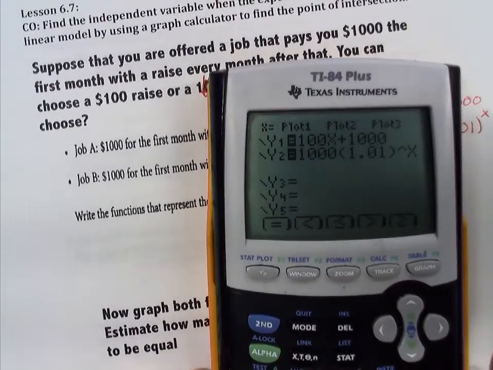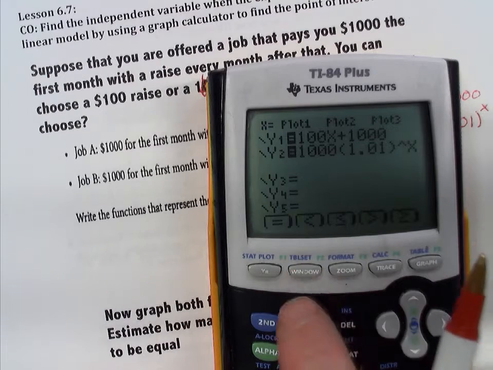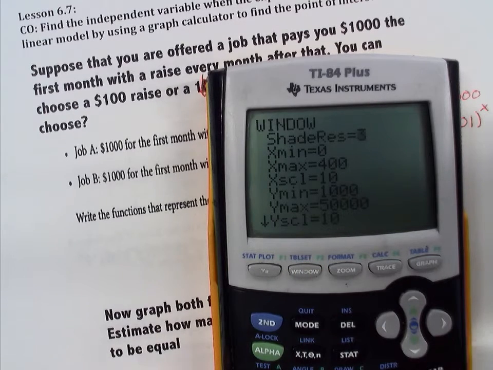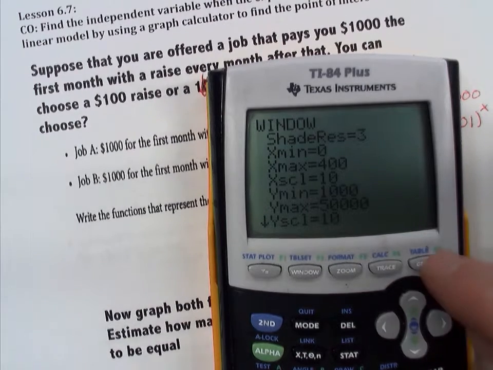Okay, so I go back to the calculator. I hit window where I can put in these values. Shading resolution, I'm going to leave that at 3. Notice I've got the x minimum at 0, maximum at 400. The x scale, right now it's at 10. But I could do smaller amounts if I really wanted to. It's just going to take longer to move back and forth. Y minimum's at 1,000, y max, and then we have the y scale at 10 as well. And again, I can make those different values. And now I can graph.